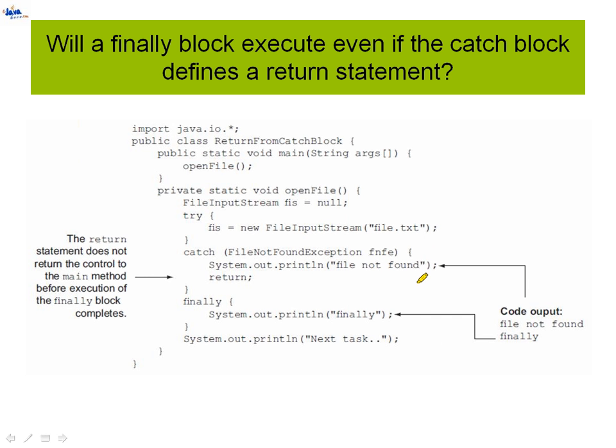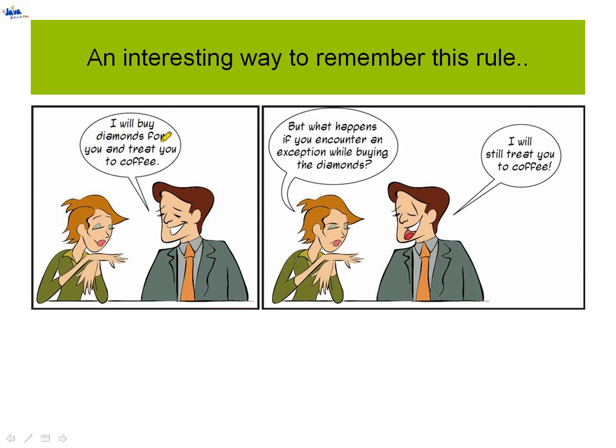Okay, so we move on to the next. This is a classic question which is asked in the OCA exam. In my book also, I've taken this image from the book. It gives you an interesting way to remember the rule that even if you have the return statement in the catch block, the control doesn't return to the calling method and it still executes the finally block.